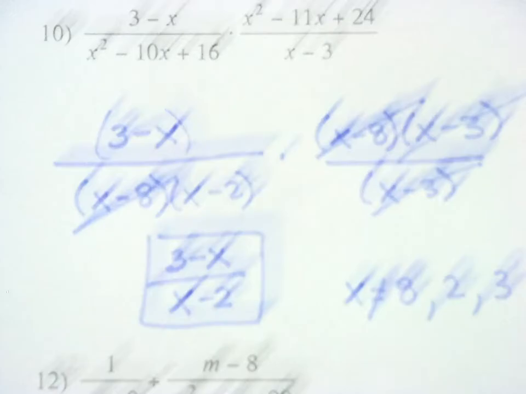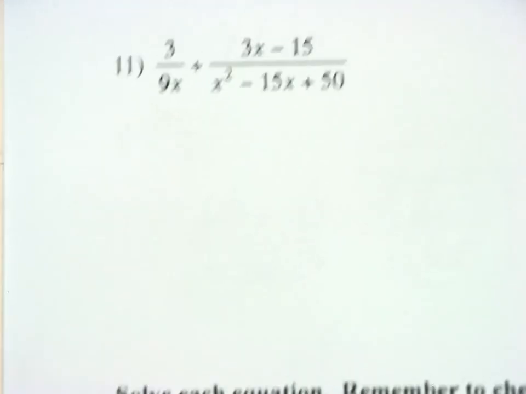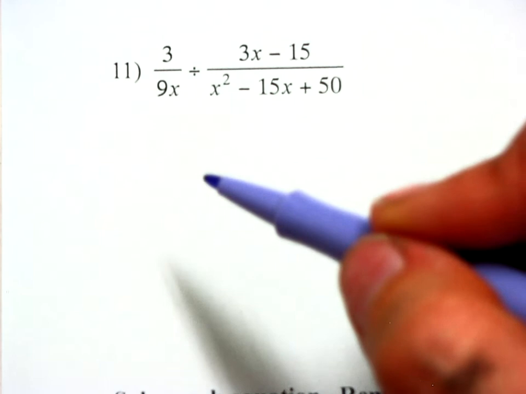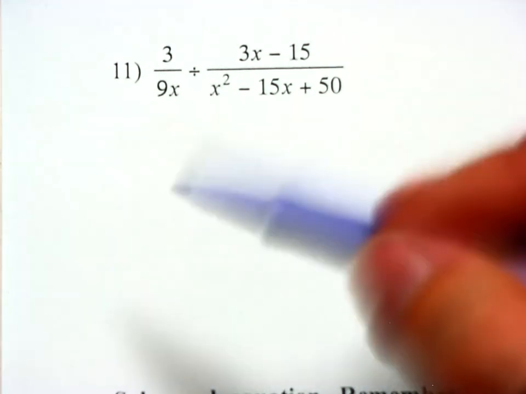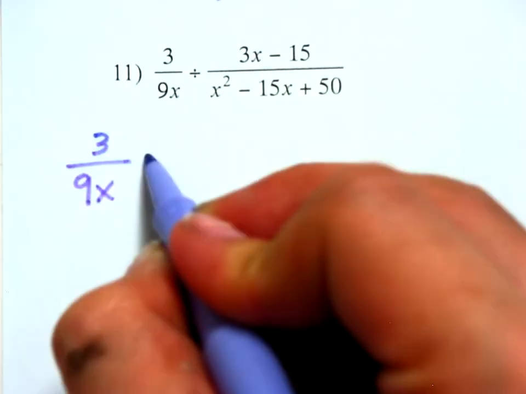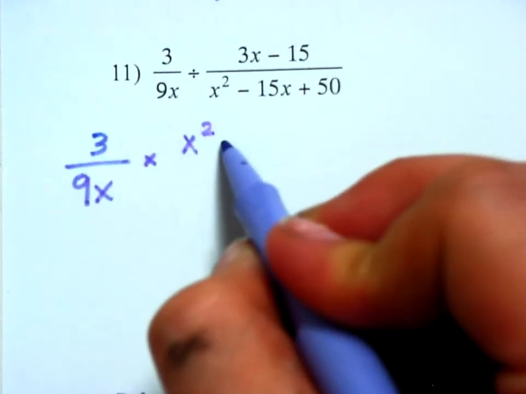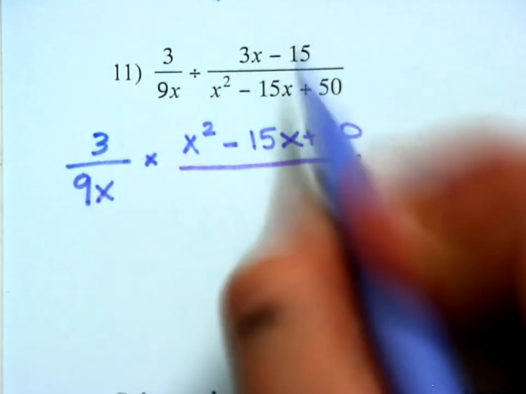Okay, so for the next one, it's going to be very similar, except we're dividing. So your first step is to flip the fraction, change to multiplication. Because when we divide by a fraction, you're really multiplying by the reciprocal. So this is really 3 over 9x times, and then we're going to flip this, x squared minus 15x plus 50, all over this new denominator.